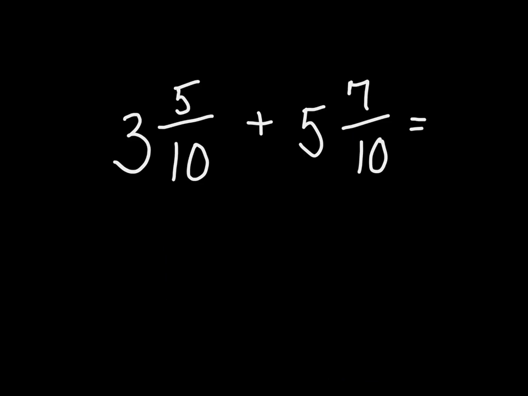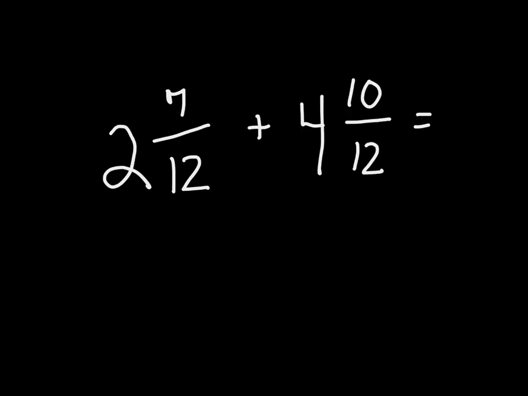3 and 5/10 plus 5 and 7/10 is equal to, and make sure I see your work tomorrow. I want to see, if there's an improper fraction, that you make it into a new mixed number. And I also want to see you making sure that you are reducing your problems, simplifying. 2 and 7/12 plus 4 and 10/12. Again, you might have to rename the fraction into a new mixed number because you might have an improper fraction in there. And I want to see your answers simplified if they can be.